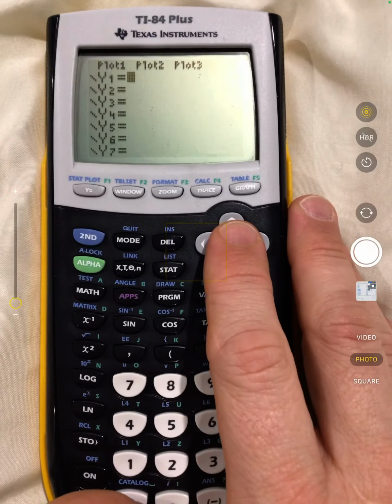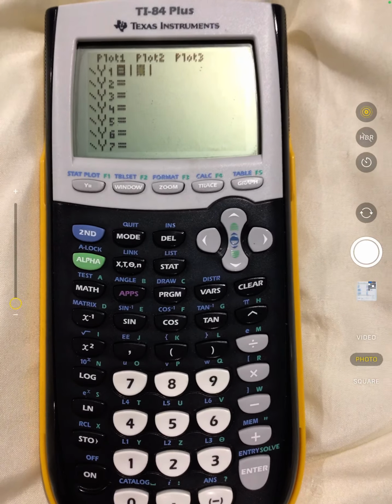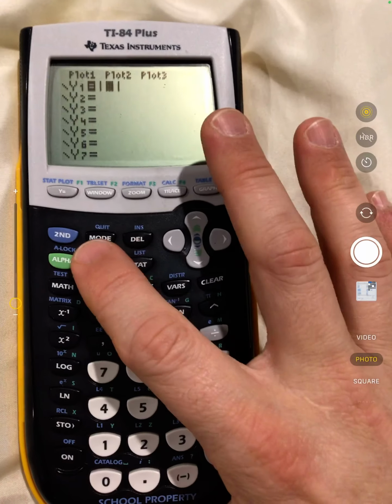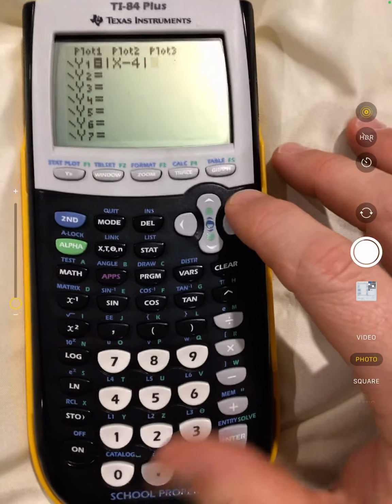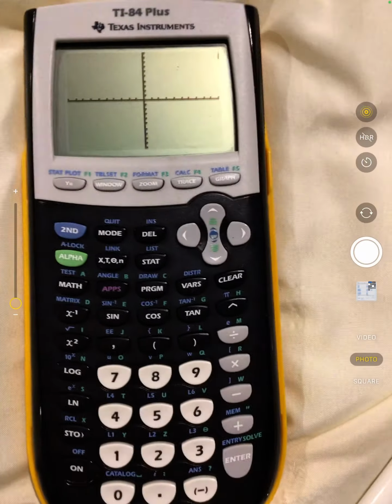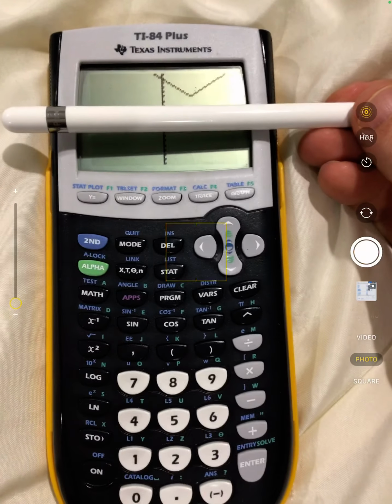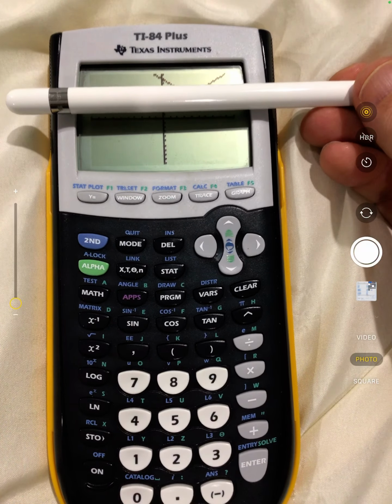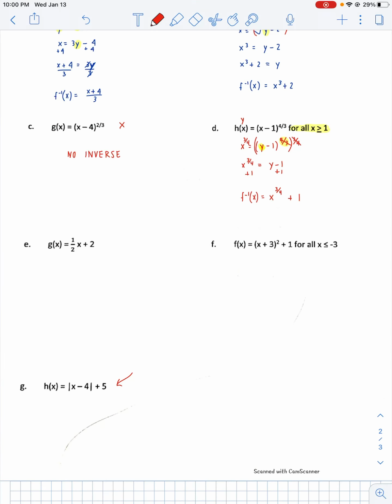So you're going to go to y equals, and you're going to do alpha window, number 1, and type inside that absolute value x minus 4, and then scroll outside of that and put your plus 5. And when you graph it, it's a V. Does a V pass the horizontal line test? Absolutely not. So this one has no inverse.